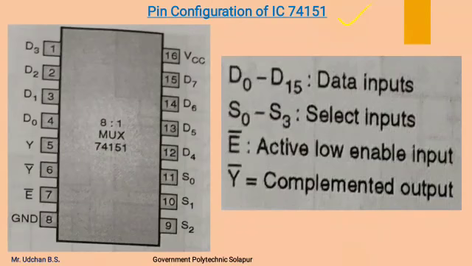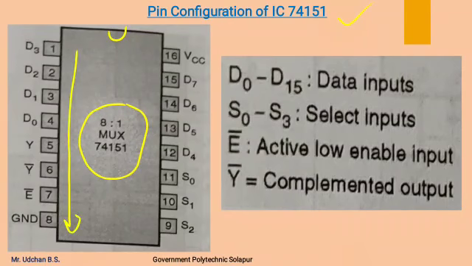Now we will see the pin configuration of IC 74151. This is an 8:1 multiplexer IC which has 8 inputs. Here a notch is available. In this figure it is not shown. It is a 16 pin IC numbering from 1 to 8, and 9 to 16.